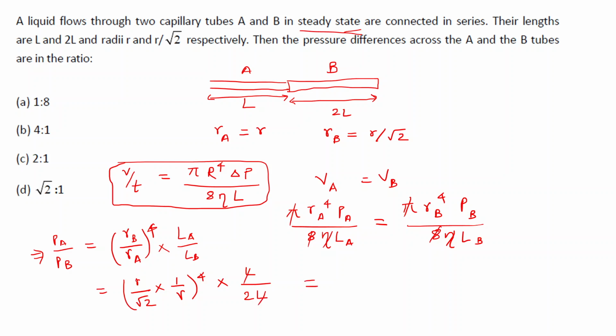So the R and L also cancel. 1 over root 2 to the power 4 means 1 over 4, times 1 over 2, so the answer is 1 by 8. So the ratio of pressure is 1:8. This is the answer. This is the correct answer.